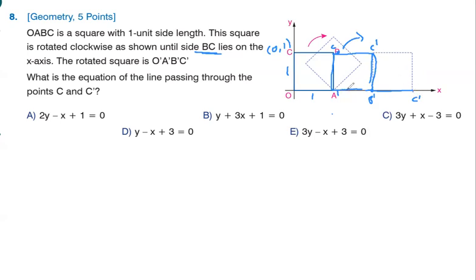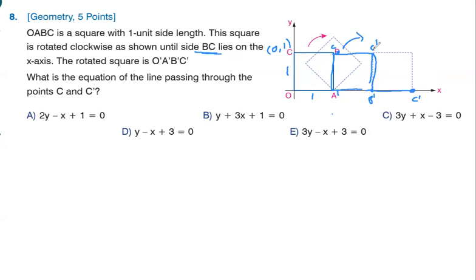So after this, like 2 times facing, touching the x-axis, the first time right here, the second time right here, then we are going to end up getting BC to be on the x-axis, okay? Which is good. So then we are looking for the equation of the line that passes through C and C prime. So that would be our C prime.